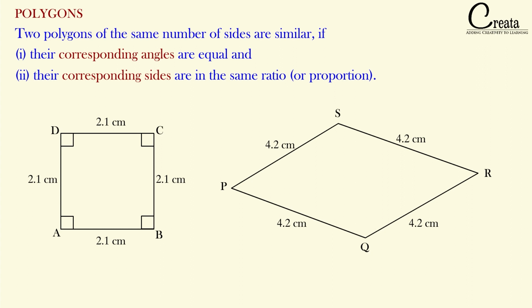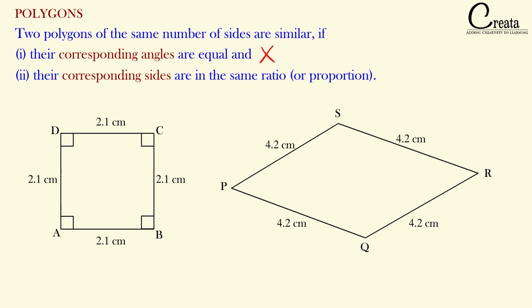So welcome back. Here if you observe the corresponding angles, the first criteria, A to P, D to S, C to R and B to Q. So here the corresponding angles are not matching with each other. So our first criteria has failed. So these figures are not similar figures.